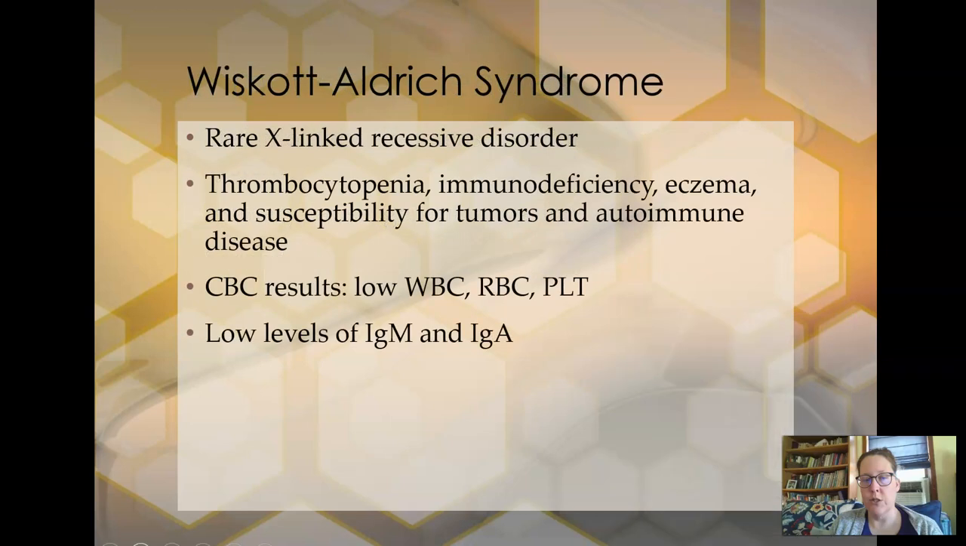Okay, Wiskott-Aldrich syndrome. It is a rare X-linked recessive disorder in which you see thrombocytopenia, immunodeficiency, eczema, and susceptibility to tumors and autoimmune diseases. The CBC results are low white cell, low red cell, and low platelet counts, and low levels of IgM and IgA.